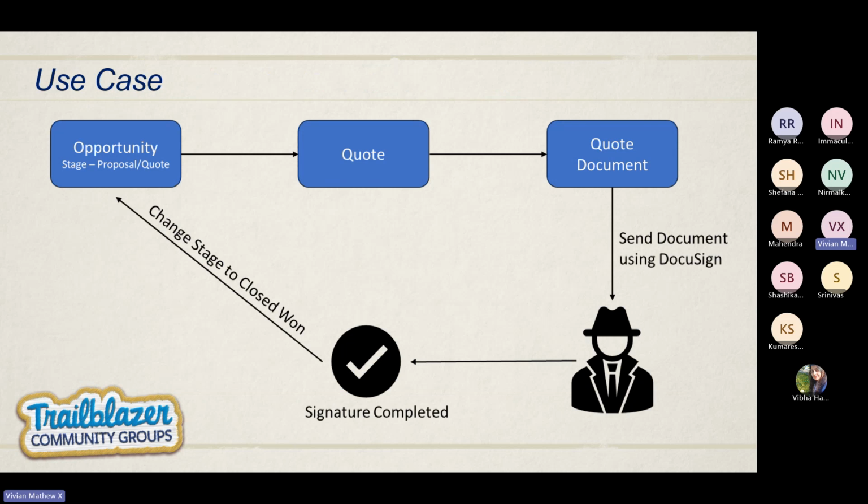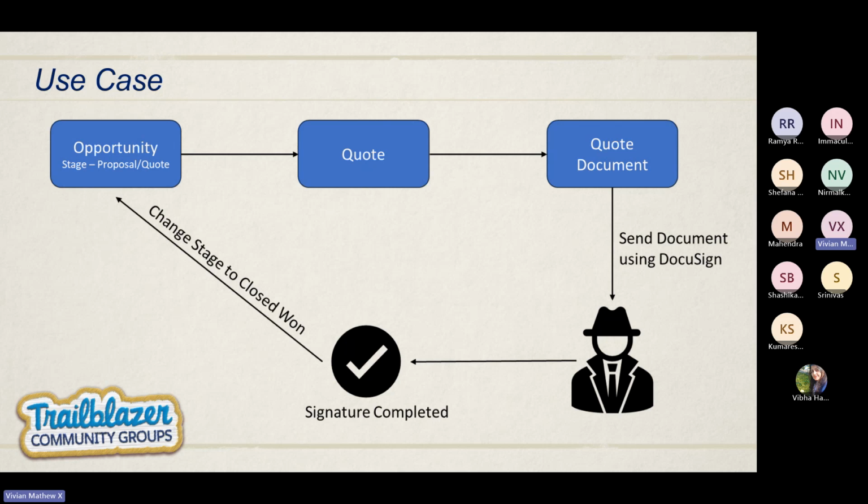So here is one use case that we have faced so far, and we wanted to bring this use case to you as well and showcase it. Whenever an opportunity is created, it will be in either a proposal stage or in the initial draft stage. Then, based on whatever the client needs, the user will create a quote document. In the quote document, we'll be adding all the products.